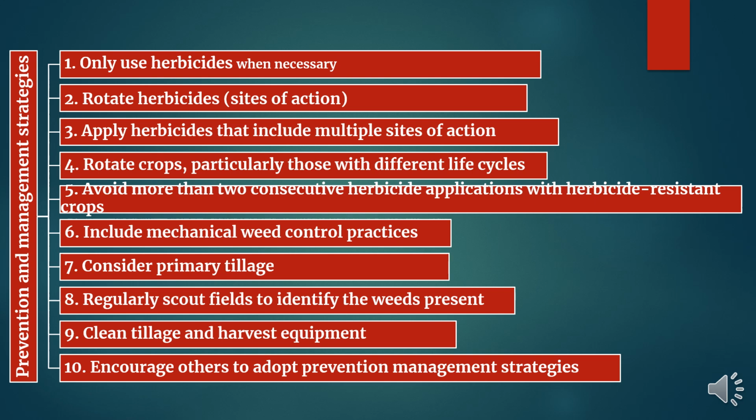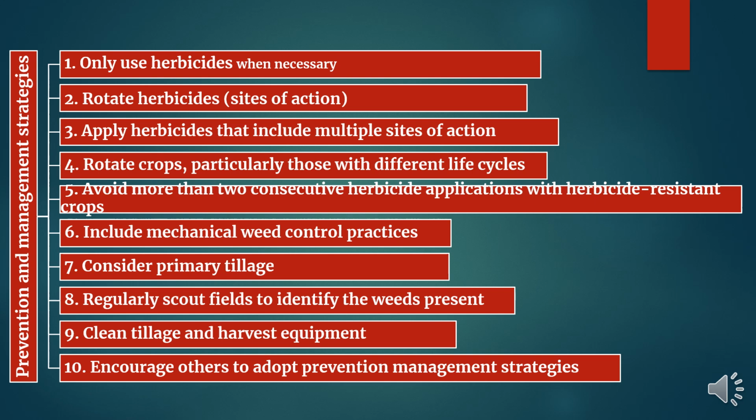Include mechanical weed control practices. Wherever feasible, combine mechanical weed control practices such as rotary hoeing and cultivation with herbicide treatments. And also we have to consider primary tillage. Where soil erosion potential is minimal, consider primary tillage as a component of the weed management program.